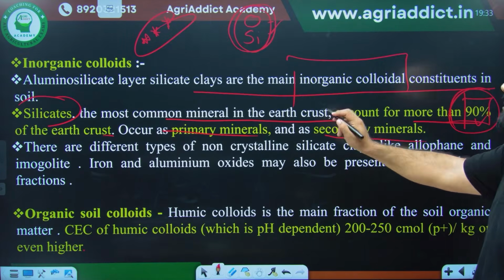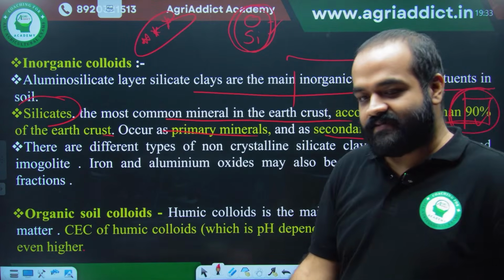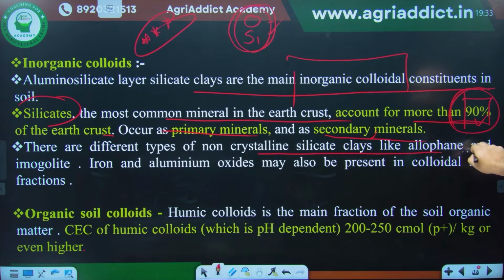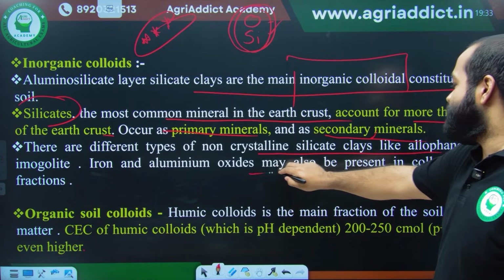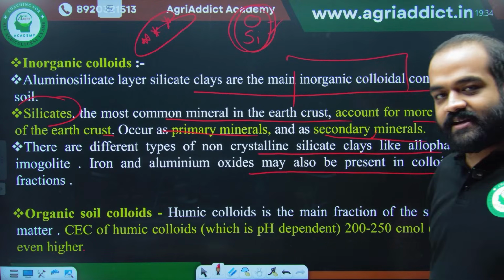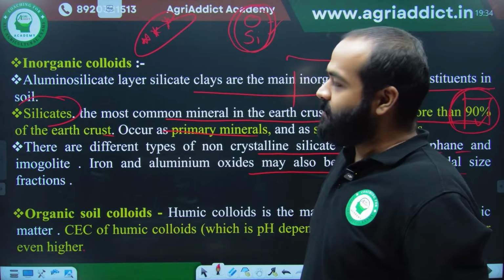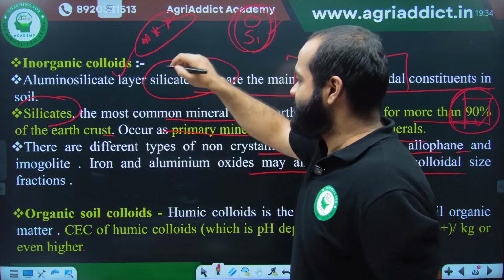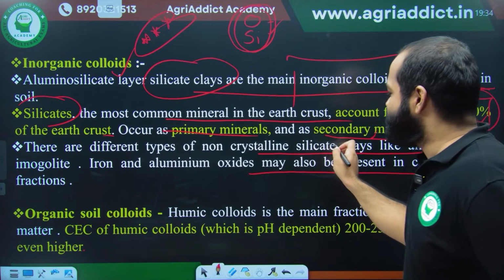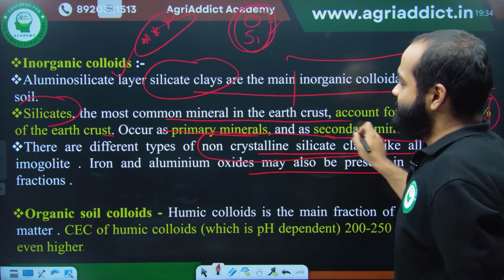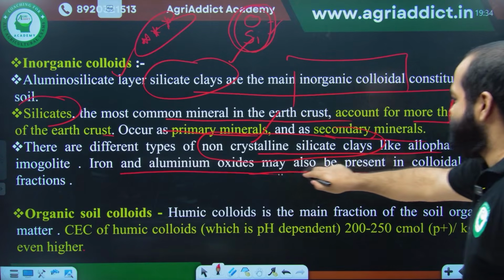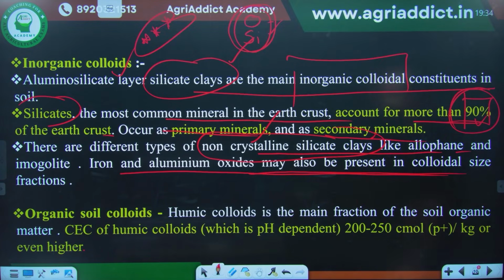It occurs as primary minerals, it occurs as secondary minerals as well. है ना? There are different types of non-crystalline silicate clays like allophane and imogolite. Iron and aluminium oxides may also be present in colloidal size fractions. So inorganic colloid में क्या क्या आया? Aluminosilicate, layer silicate clays सबसे important है, ये आया. दूसरा आया non-crystalline जो silicate है, crystalline, then non-crystalline, and then finally iron and aluminium oxides can also be present in the colloidal size fraction.